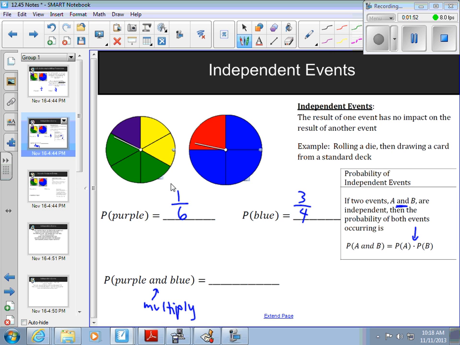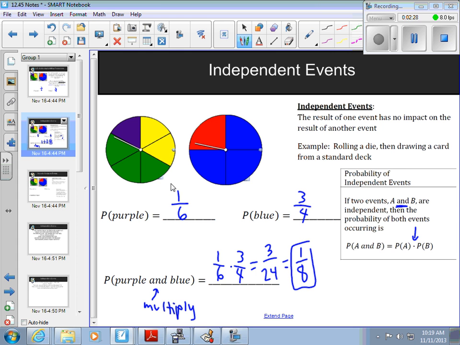So if we're spinning these two spinners and we want, what's the chance of spinning a purple on the first spinner, which is 1 out of 6, and spinning a blue on the other, which is 3 out of 4, we want to multiply those two probabilities together. Now remember, when you're multiplying fractions, you want to multiply straight across the numerator and straight across the denominator. So this would be the same as 1 times 3 is 3, 6 times 4 is 24. So the probability is 3 out of 24. Or if you simplify that, it would be the same as a 1 out of 8 chance.